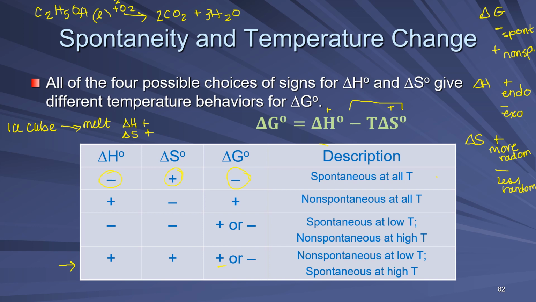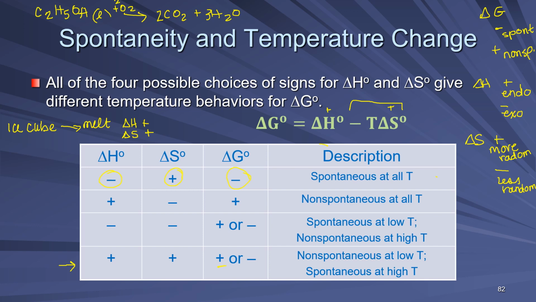If we keep the ice cube in the freezer, in other words, at relatively low temperatures, the positive delta H takes over and that ice won't melt. It'll be non-spontaneous. But at room temperature, which is a relatively higher temperature, the negative term takes over, the randomness takes over, and so that ice cube will melt. And so it will depend on what the T is.